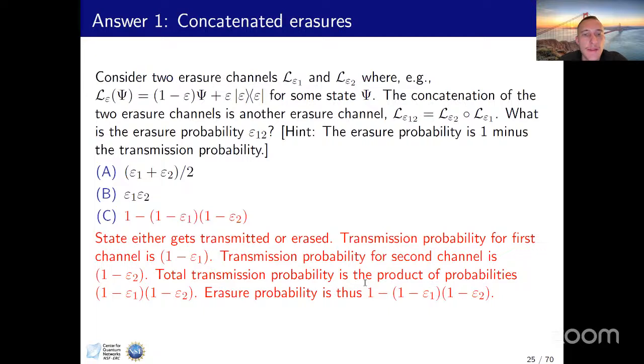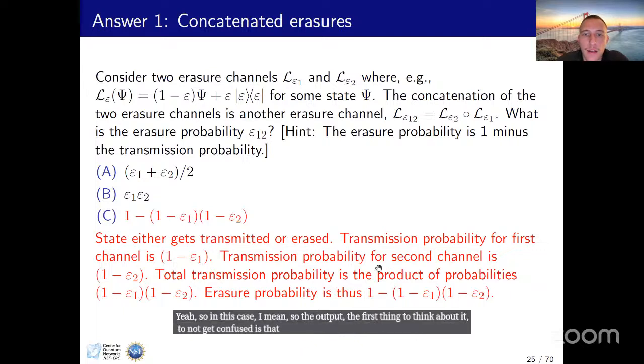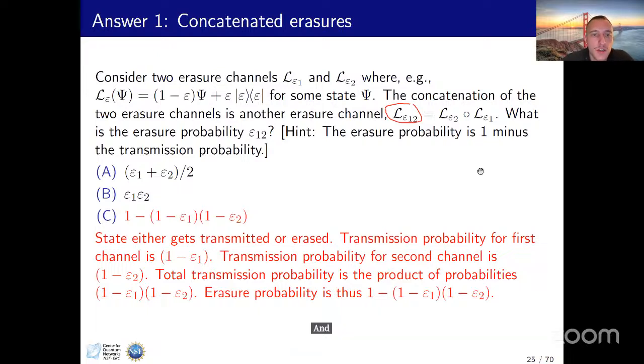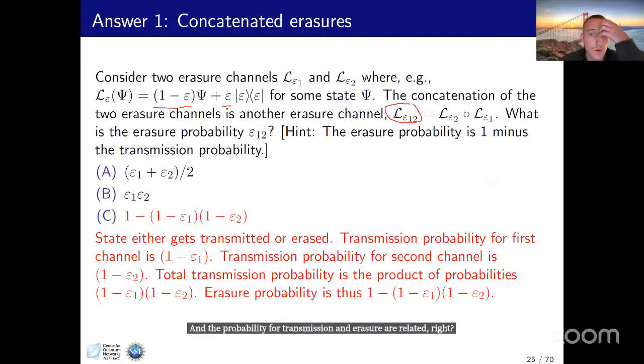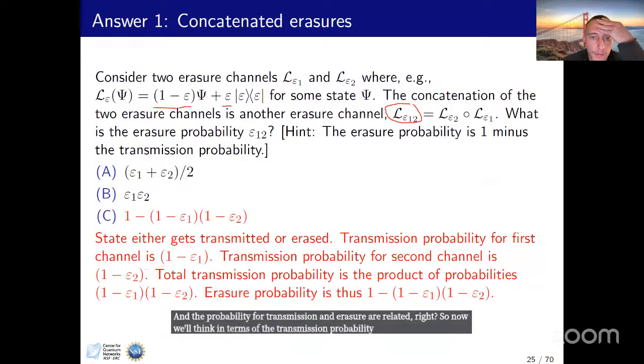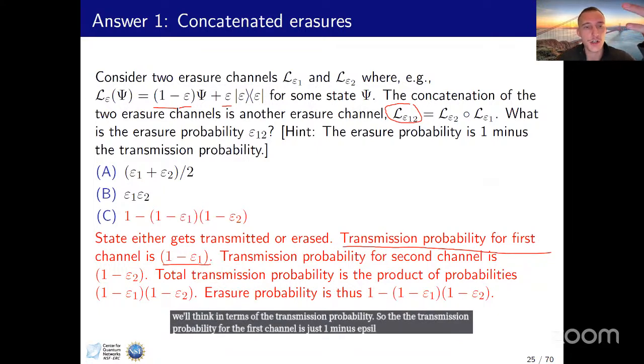Yeah, so in this case, the first thing to think about, to not get confused, is that the concatenation of two erasure channels is just an erasure channel, right? So either the state gets transmitted or it gets erased. The probabilities for transmission and erasure are related, so we'll think in terms of the transmission probability. The transmission probability for the first channel is just 1 minus epsilon 1. I send it through the first channel and it goes through with probability 1 minus epsilon 1.